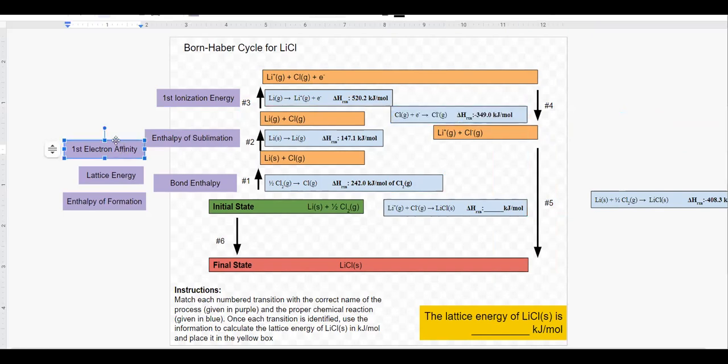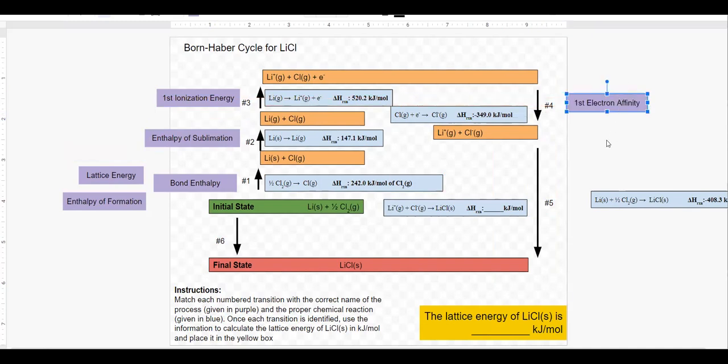Now, when you gain an electron to become an ion, that's called electron affinity. So we have our first electron affinity. And then step 5 is our lattice energy, the amount of energy that we gain back when we transition from our ions into our solid. And that's the part that we're looking for.